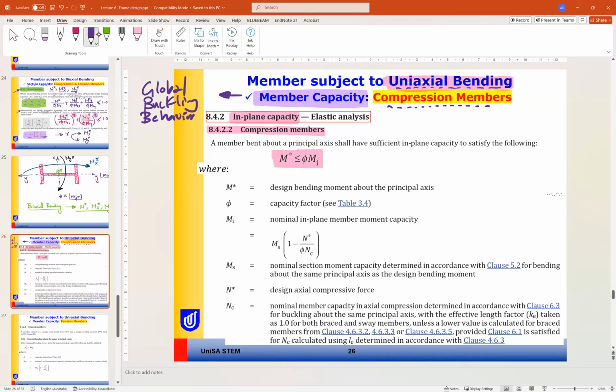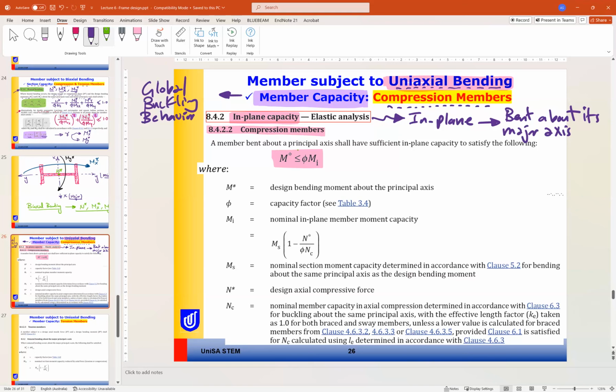So in plane capacity usually means the member is bent about its major axis. Okay, so this is the member capacity for a member bent about its major axis.